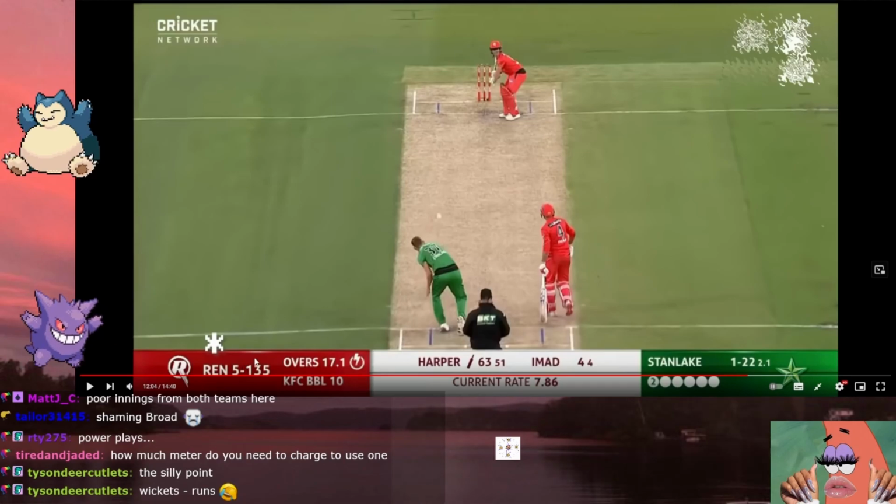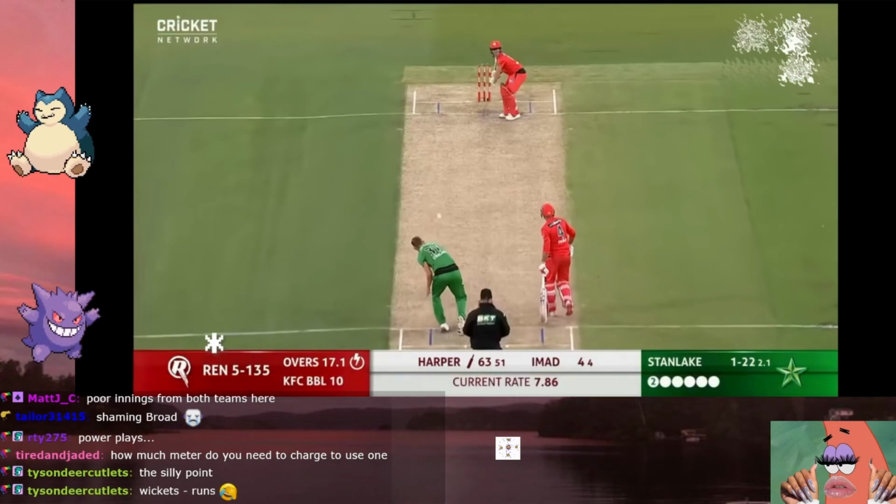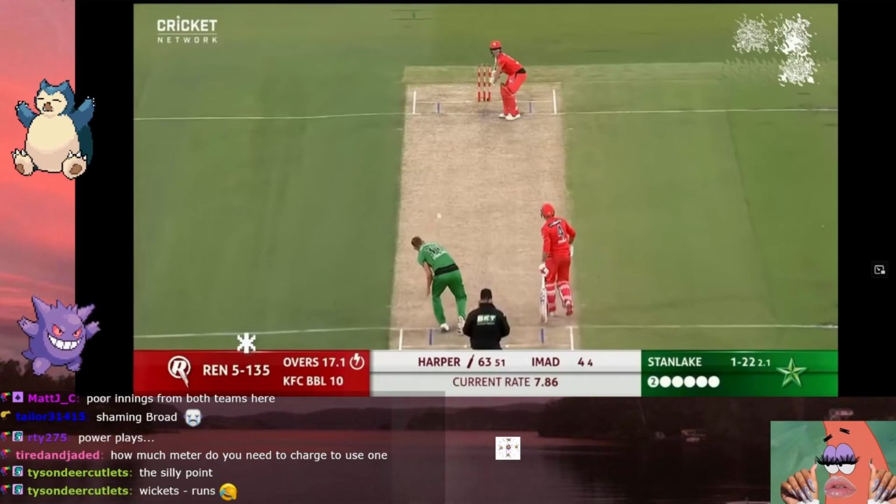Really, it's only within the first couple of overs that's a problem. As soon as you see a number over 10 down here, you know which one is the runs. That's the Renegades, that's one of the teams. 5 for 135, so it's 5 wickets for 135 runs. So just be careful, it might be confusing.